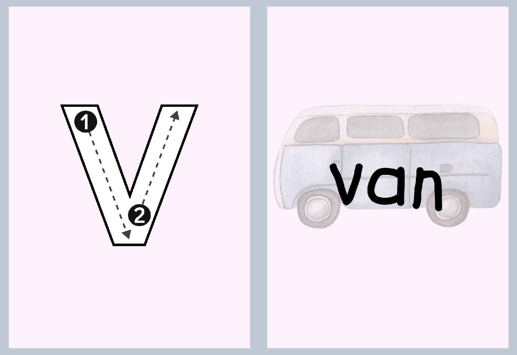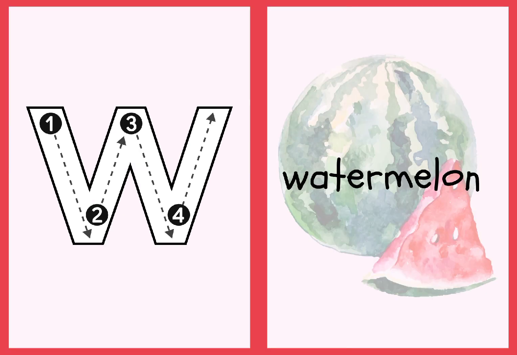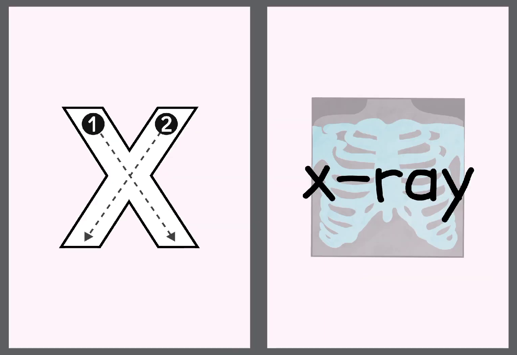V for van. Van starts with V. W for watermelon. Watermelon starts with W. X for X-ray. X-ray starts with X.